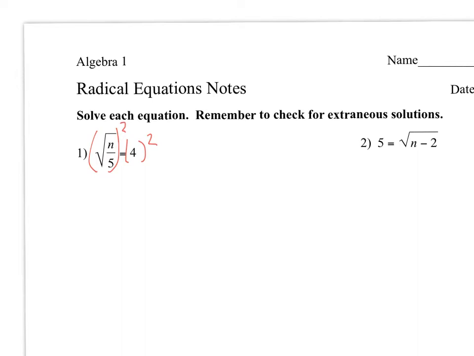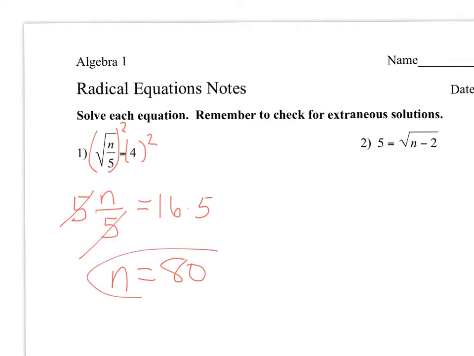Squaring the left side of this equation right here is going to get rid of the square root sign. So I am left with n over 5. And then squaring the right side over here, 4 squared becomes 16. And now I need to solve for n. So I need to get rid of this 5. Well, n is being divided by 5, so I'm going to multiply both sides by 5. So 5 and 5 cancel out there, so I'm left with an n. And then 5 times 16 on the right is going to be 80. There's my answer. n equals 80.